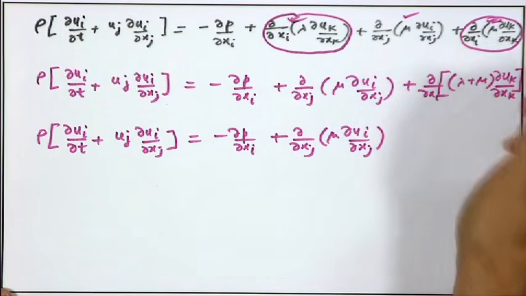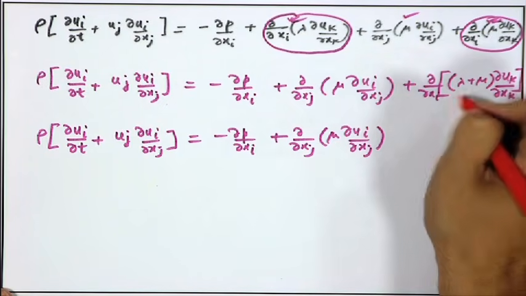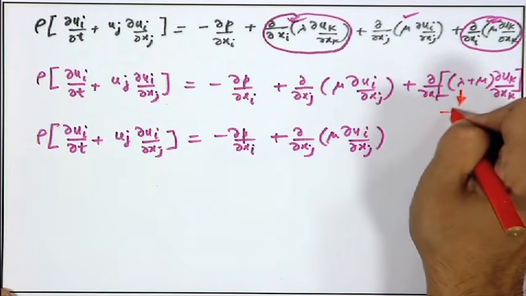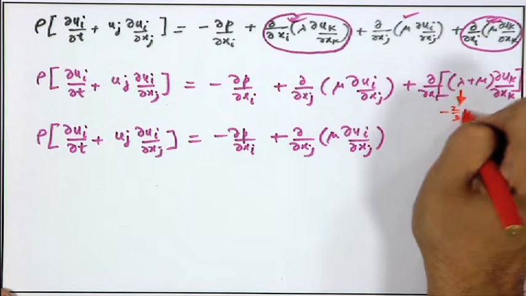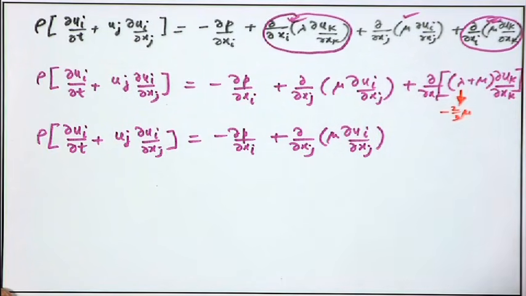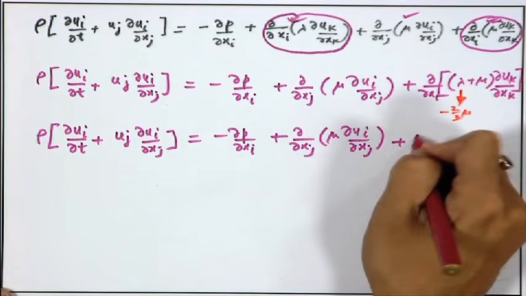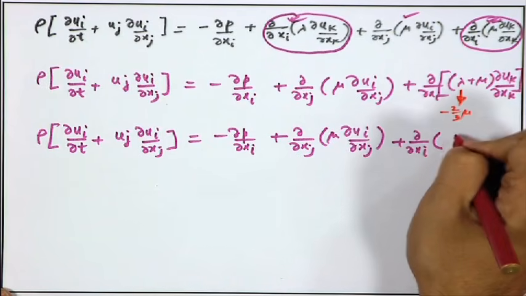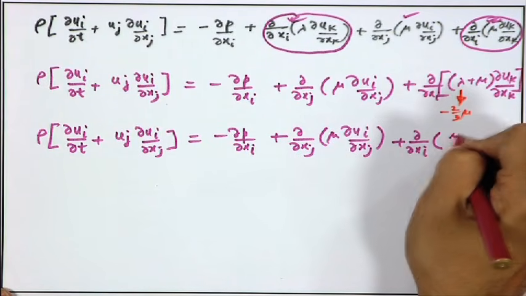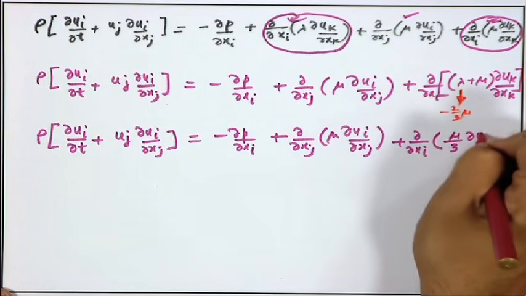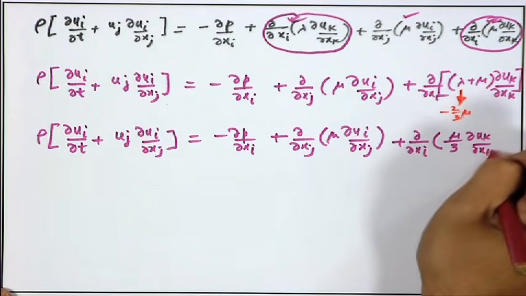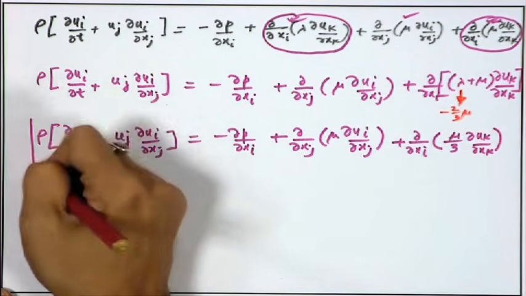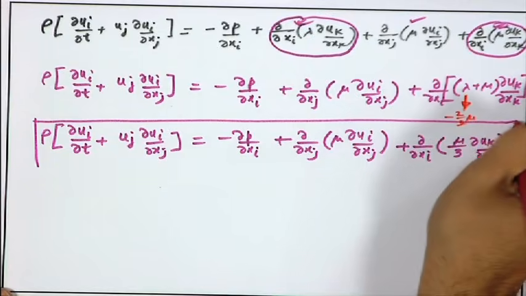Lambda plus mu, what is lambda plus mu? Lambda is minus 2/3 of mu. So, plus del del x i of mu by 3 del u k del x k. This equation is known as the Navier-Stokes equation.